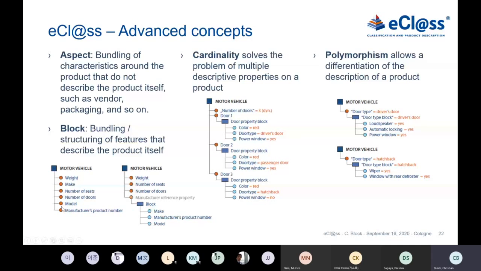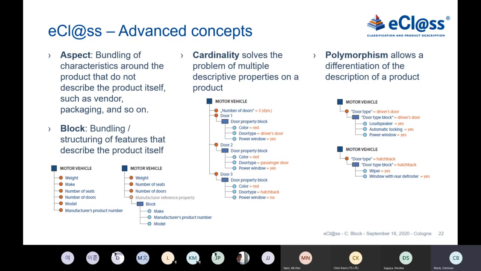So if we have a flat list, we can summarize some properties, bring them together, and reuse them in blocks. So this block concept is used in the next, a little bit more complex modeling features. eClass supports also a cardinality.